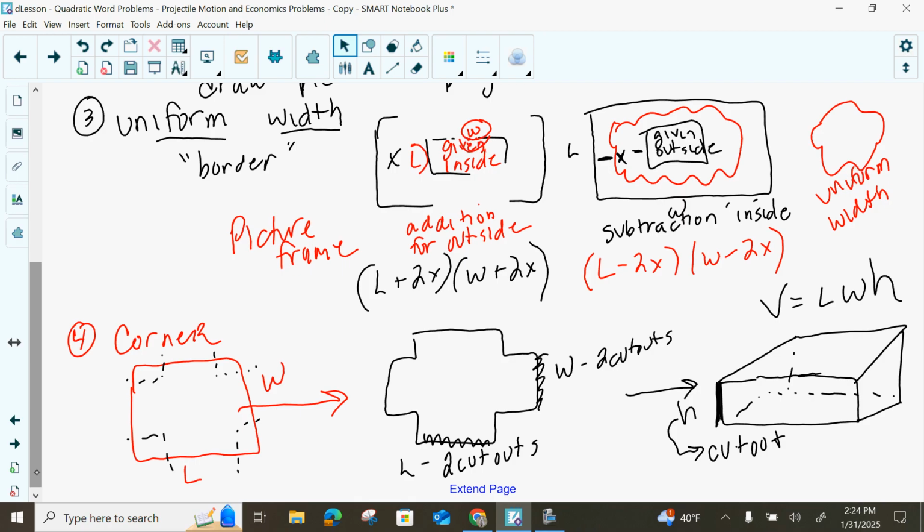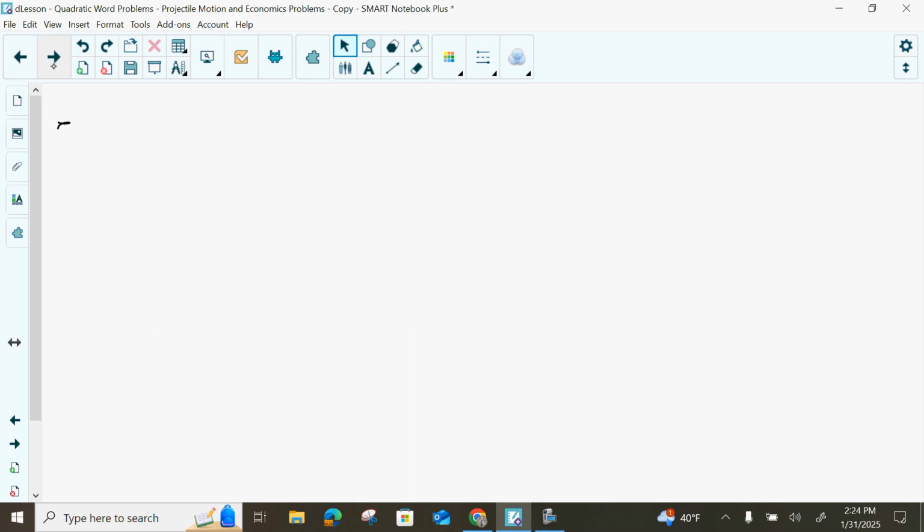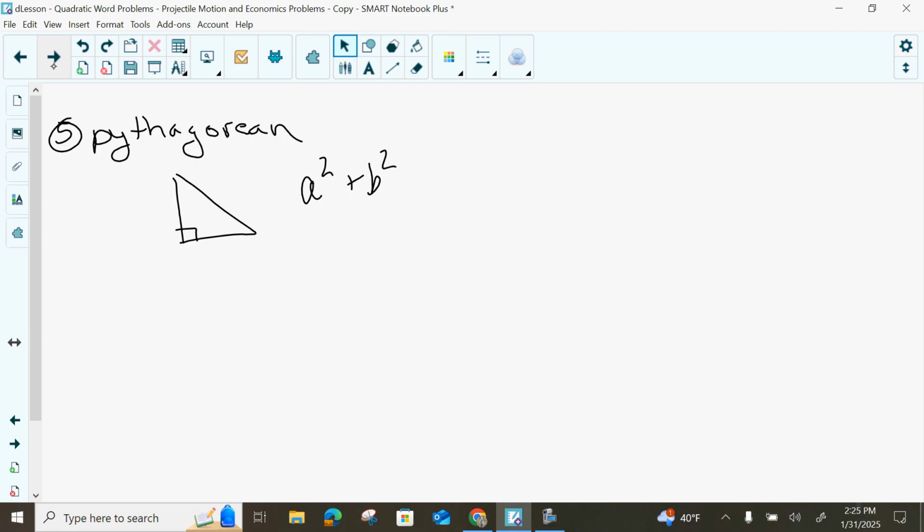All right, so number 5 is Pythagorean. That one's kind of easy because you get a triangle. So you have a triangle and you're going to use a squared plus b squared equals c squared. Can I peek at this, in case I forget anything? So I did corner, I did uniform, I did Pythagorean. Oh, we didn't do the 3 sides one. We didn't do the 3 sides.